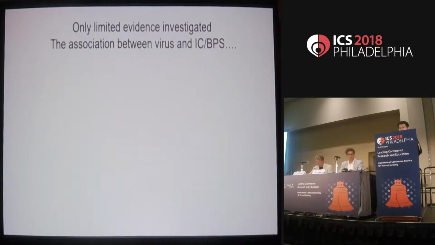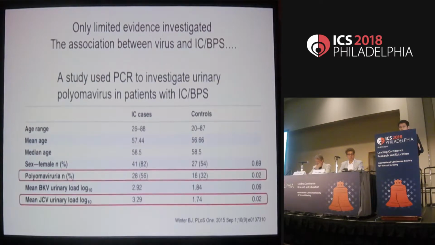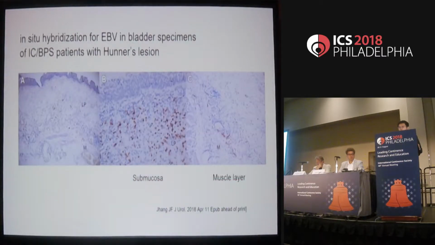Only limited evidence investigates the association between urinary virus and IC. A previous study used PCR to detect polyomavirus in IC patients. And our recent study, using in situ hybridization, found that EB virus is present in IC bladder specimens, especially in those with Hunner lesions. So we want to know if the virus is present in IC bladder or urine.